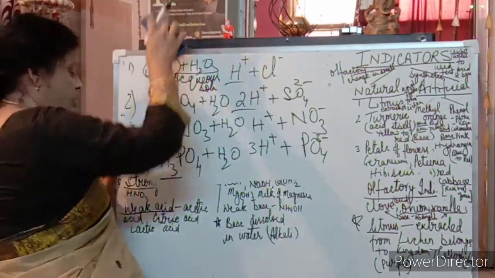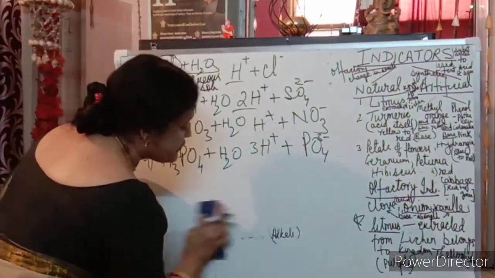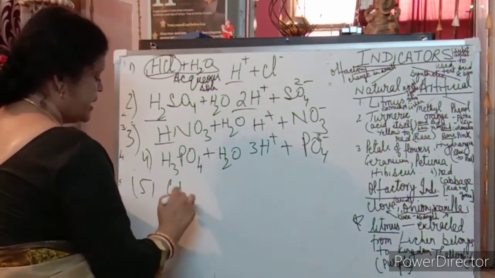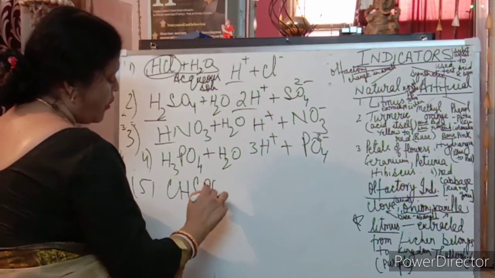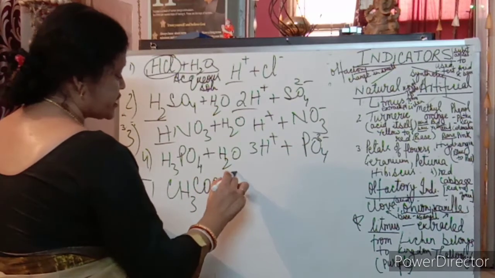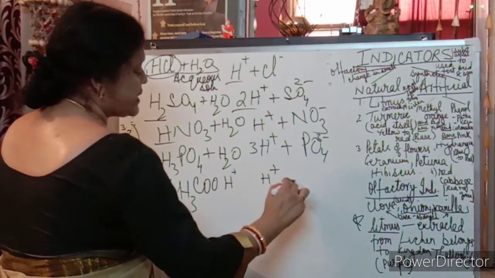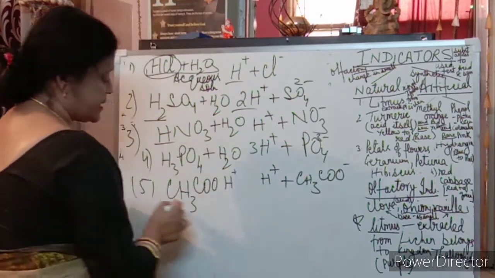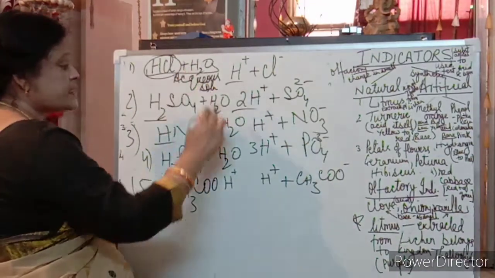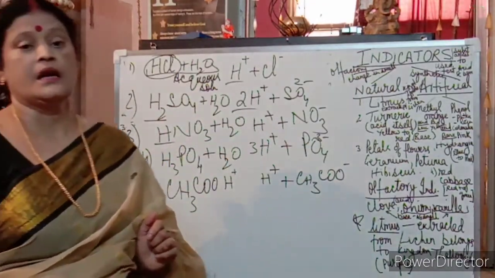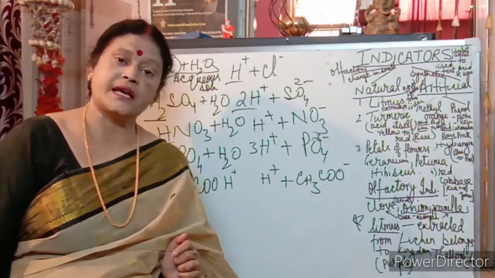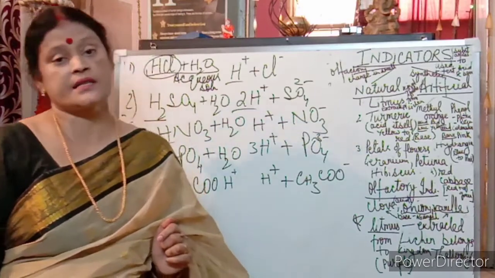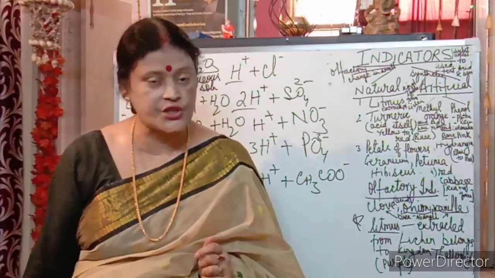What is the meaning of strong acid and weak acid? Strong acid and weak acid. Suppose the next example, CH3COOH, so H positive plus CH3COO negative, this is acetic acid. Right? So these are the examples of an acid. Now there are strong acids and weak acids. A strong acid dissociates the hydrogen ion faster and complete dissociation takes place.